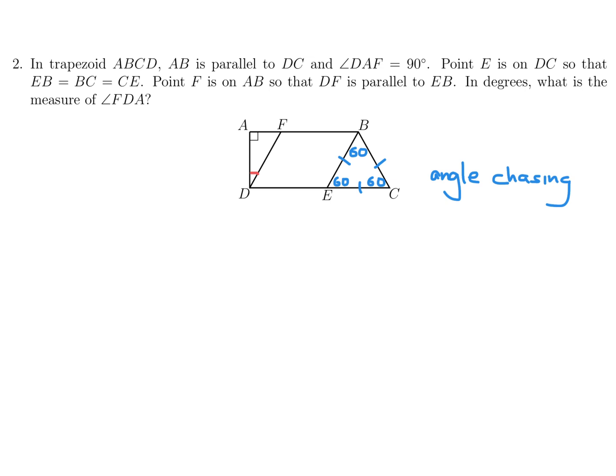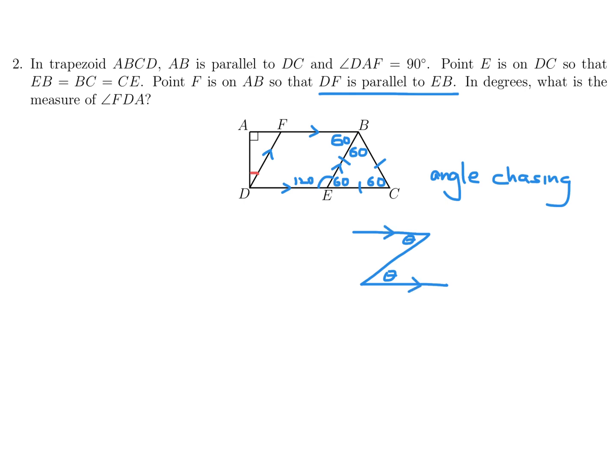Okay, so this angle here would be 180 minus that 60, so that's going to be 120. And then it's a trapezoid, so that means that's parallel to that. And there was another parallel. DF is parallel to EB. So DF, this one, is parallel to EB. Okay, so if that's the case, then we can use that Z rule, where this angle is the same as that angle, if this is parallel to that.